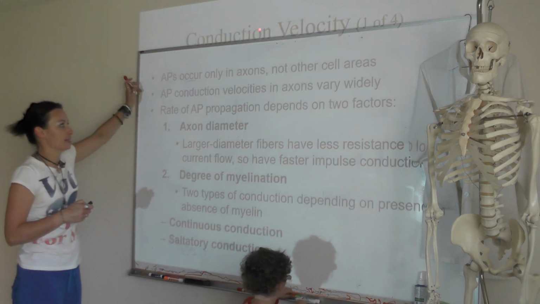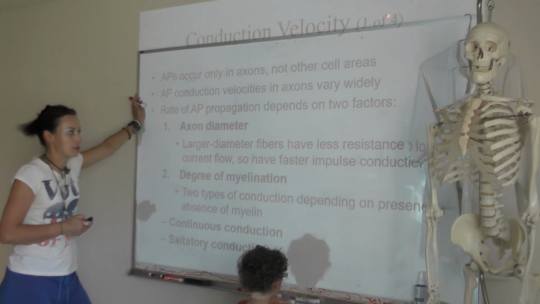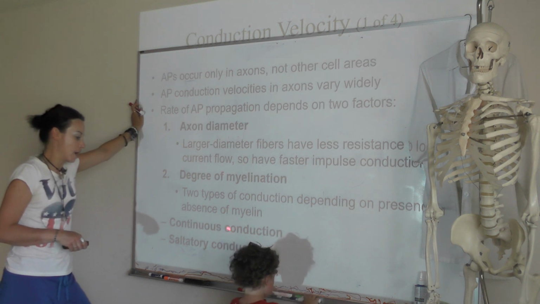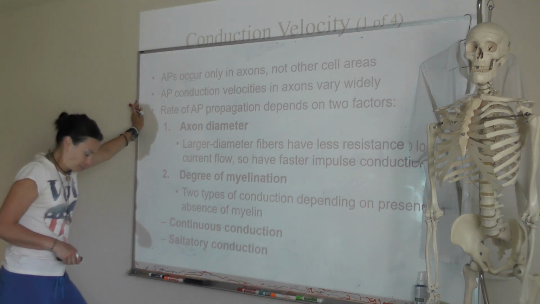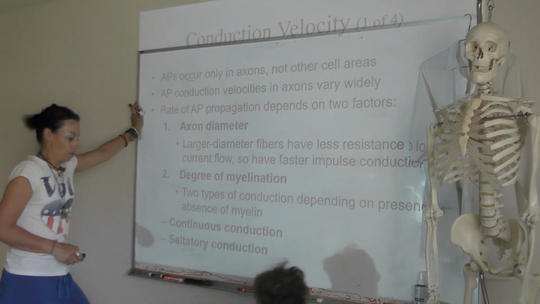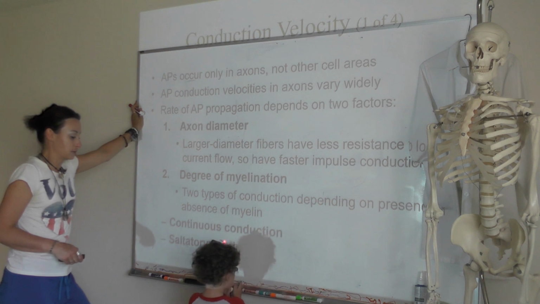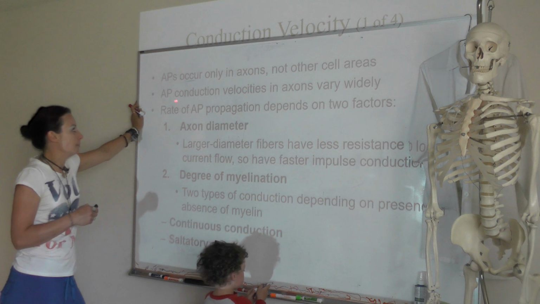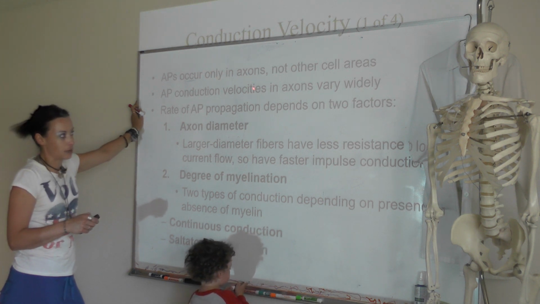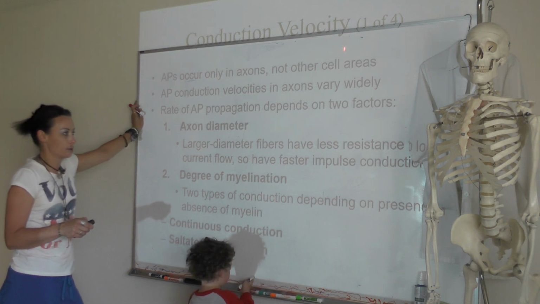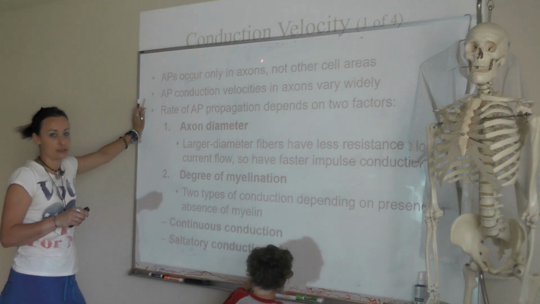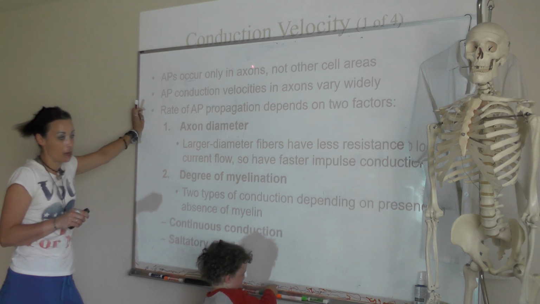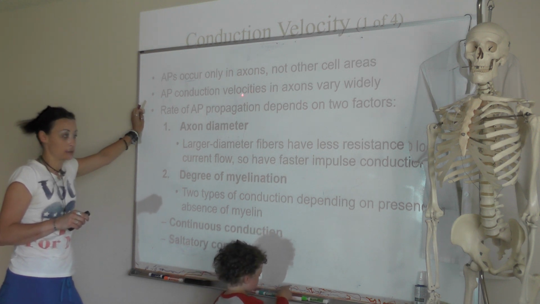So conduction velocity: how fast do we conduct action potentials? I'm not going to test you on all of the things that speed it up, but what we need to talk about are the differences in continuous conduction and saltatory conduction, because this is why myelin matters. Action potentials occur only in axons, not other cell areas. So we don't have action potentials in the dendrites or the soma, and we don't have action potentials in the axon terminals, only in the axons.